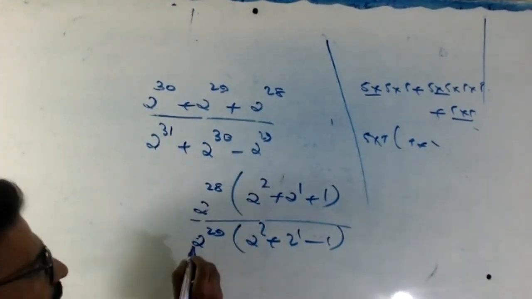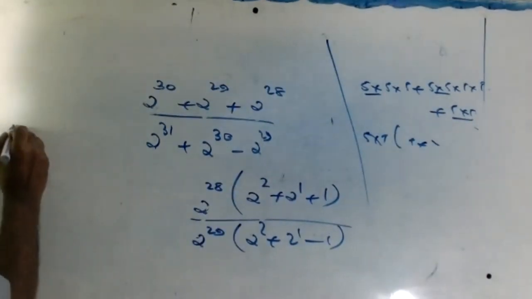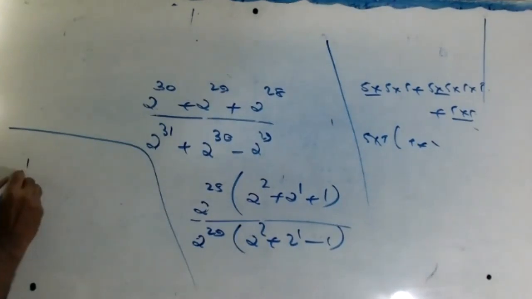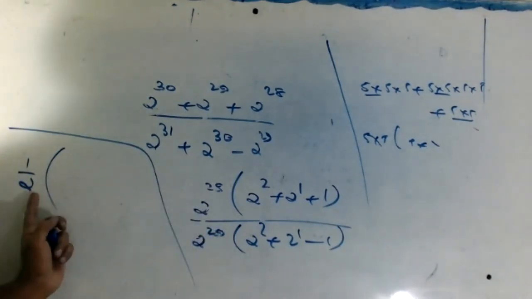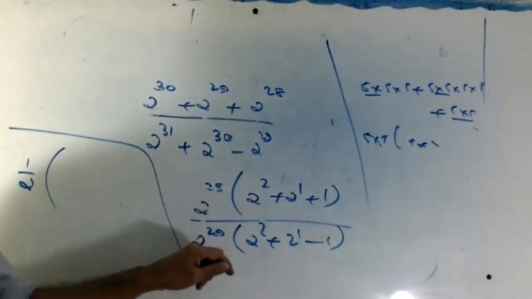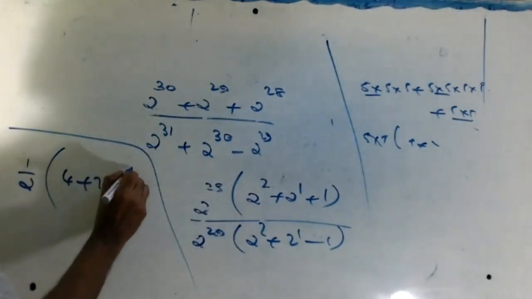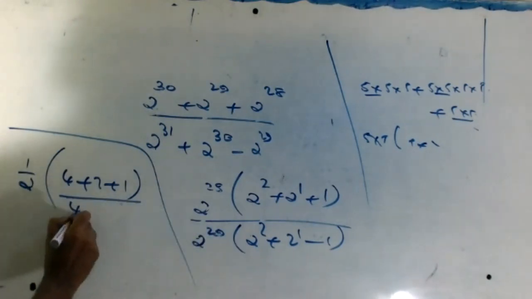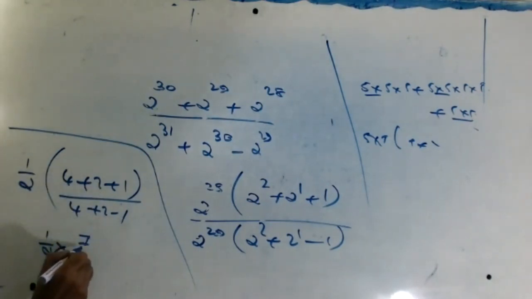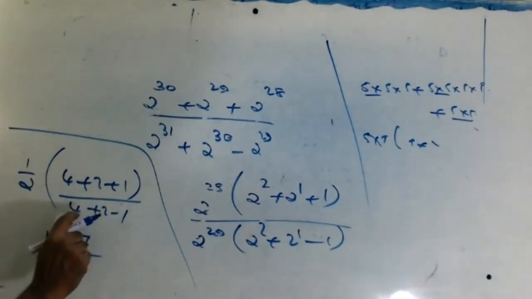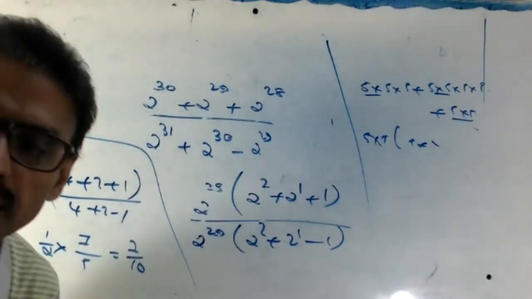Then now look here, I'm writing. 2 raised to 28 and 2 raised to 29 cancel to give 1 by 2, because 29 minus 28 is 1. Are you okay now? 2 square is 4, so 4 plus 2 plus 1 divided by 4 plus 2 minus 1. So 1 by 2 into 7 divided by 5. So the answer is 7 by 10.